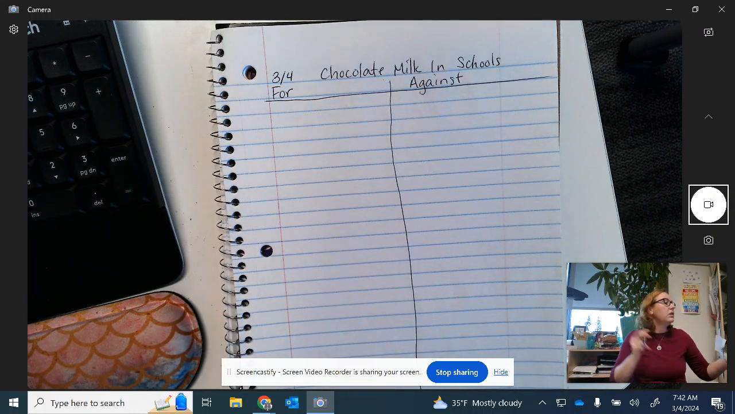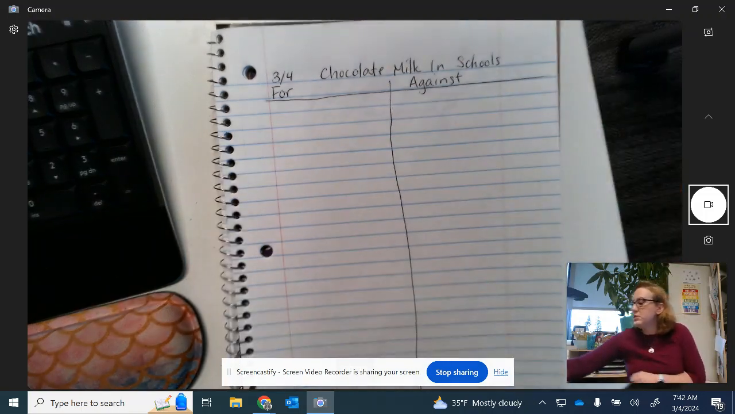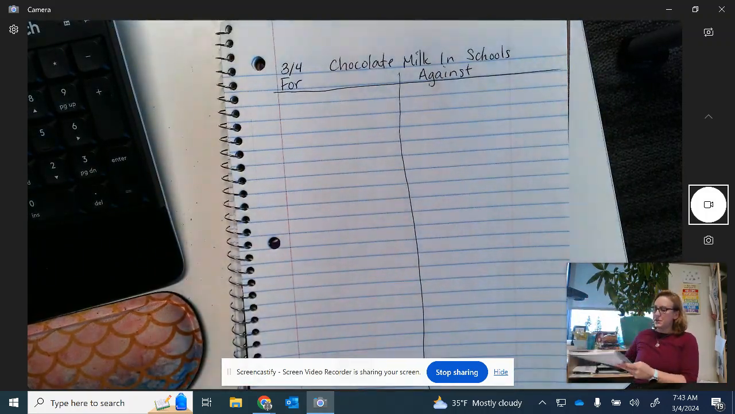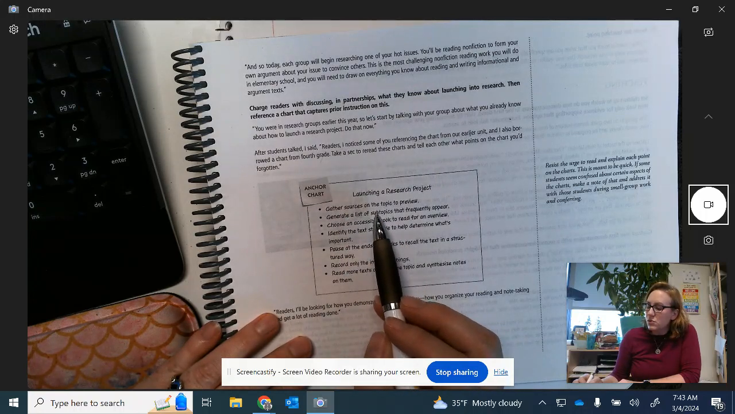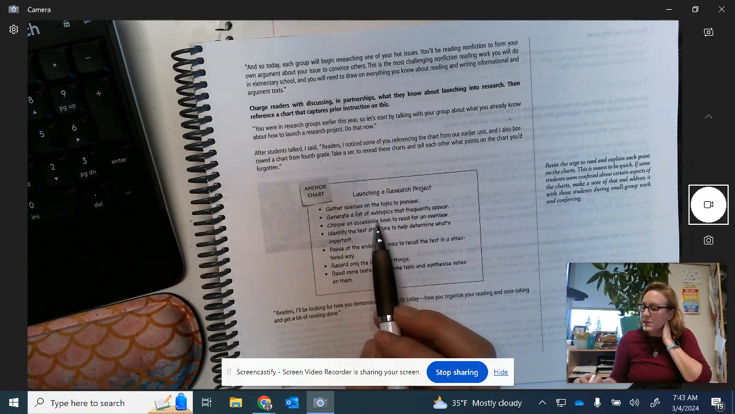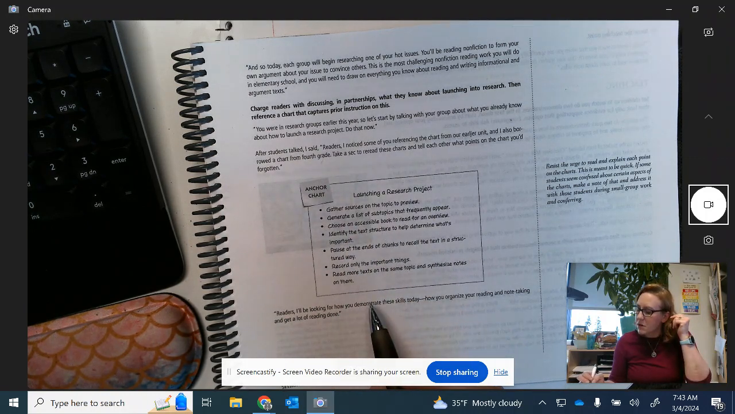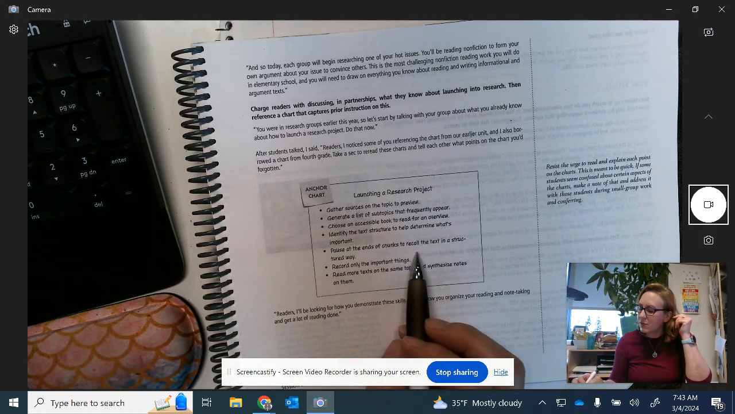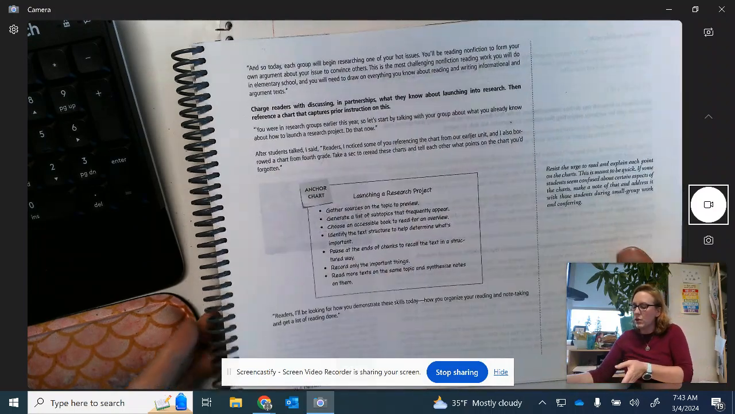So we are going to do a couple of things. First, I want to remind you that when you are researching a topic, you need to, oh man, I keep making really loud noises. Here it is. I was starting to show this to you earlier. You need to gather sources on the topic to preview, which means you're going to read them. Generate a list of subtopics that frequently appear. We're going to get there. Mostly pause at the ends of chunks and recall the text in a structured way, and record important things.